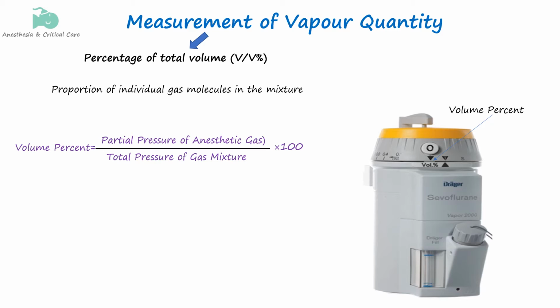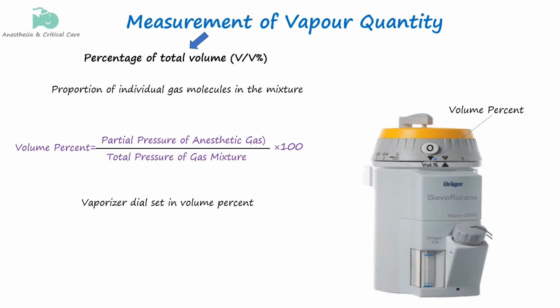Expression of quantity of anesthetic gas in percentage is important because the vaporizer dial is set to deliver gas in proportion to oxygen, air, or nitrous oxide. Anesthesiologists often need to adjust the concentration of anesthetic gases delivered to the patient. Percentages are straightforward for setting and adjusting the concentrations on vaporizers.